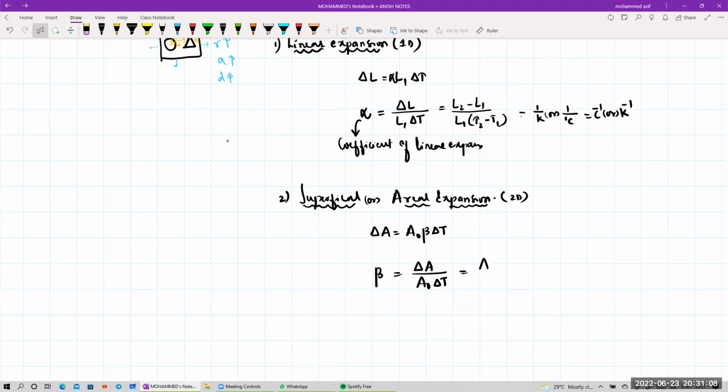That means I can write this as A2 minus A1 divided by A1 times the temperature difference, T2 minus T1, higher temperature minus lower temperature. Again, the units are the same here also. Beta is known as what? The coefficient of areal expansion.